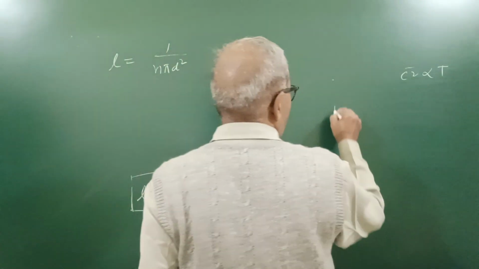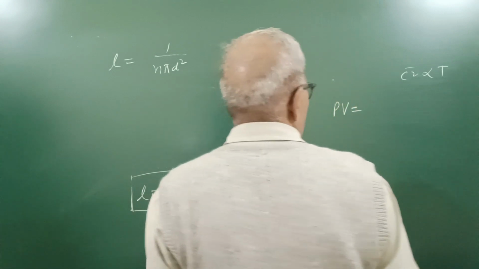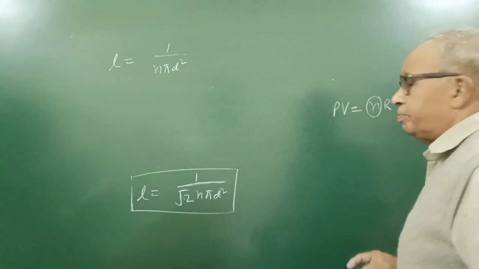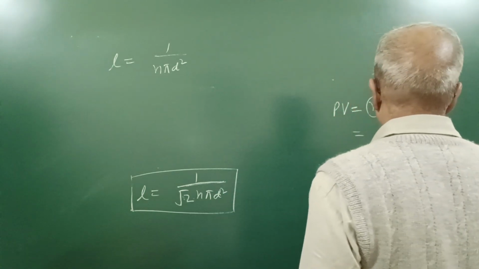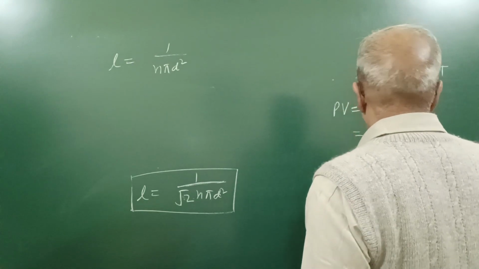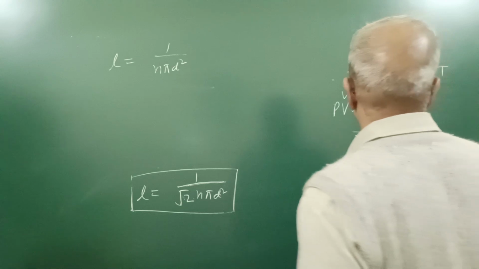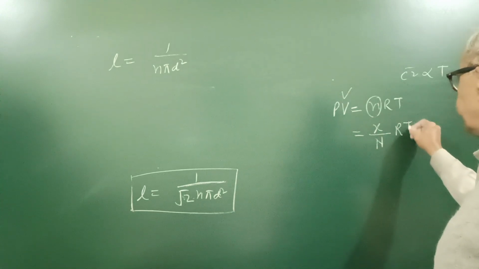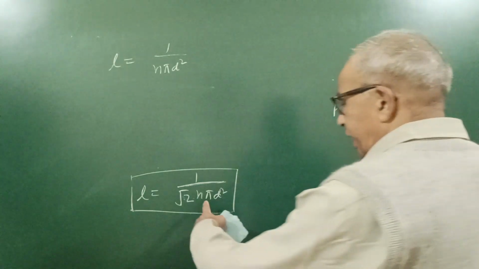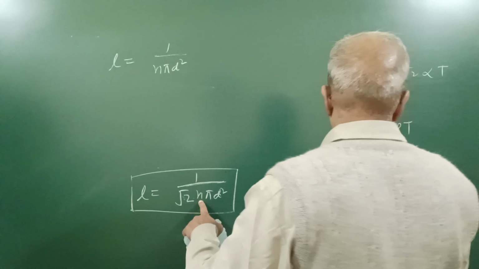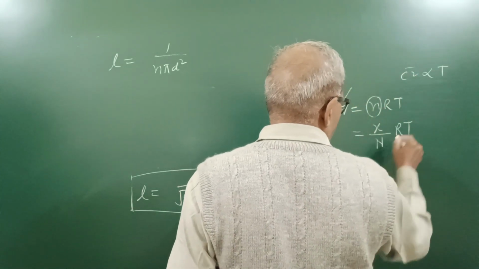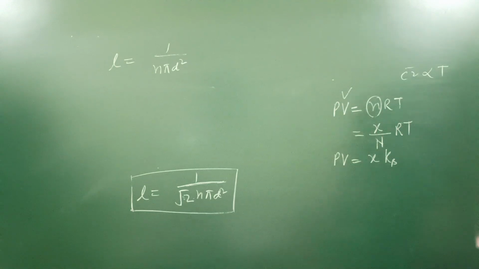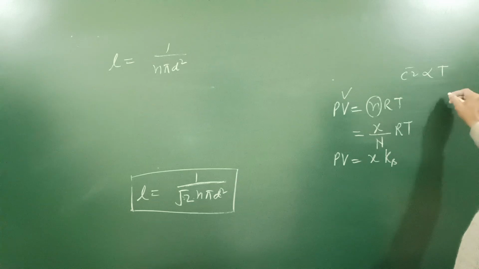From the ideal gas equation, PV equals nRT, where n is the number of moles. Number of moles means, if x is the total number of molecules in volume V, then x upon capital N, where capital N is the Avogadro number, gives the number of moles. So PV equals x into R by N kB into T, where T is the absolute temperature.